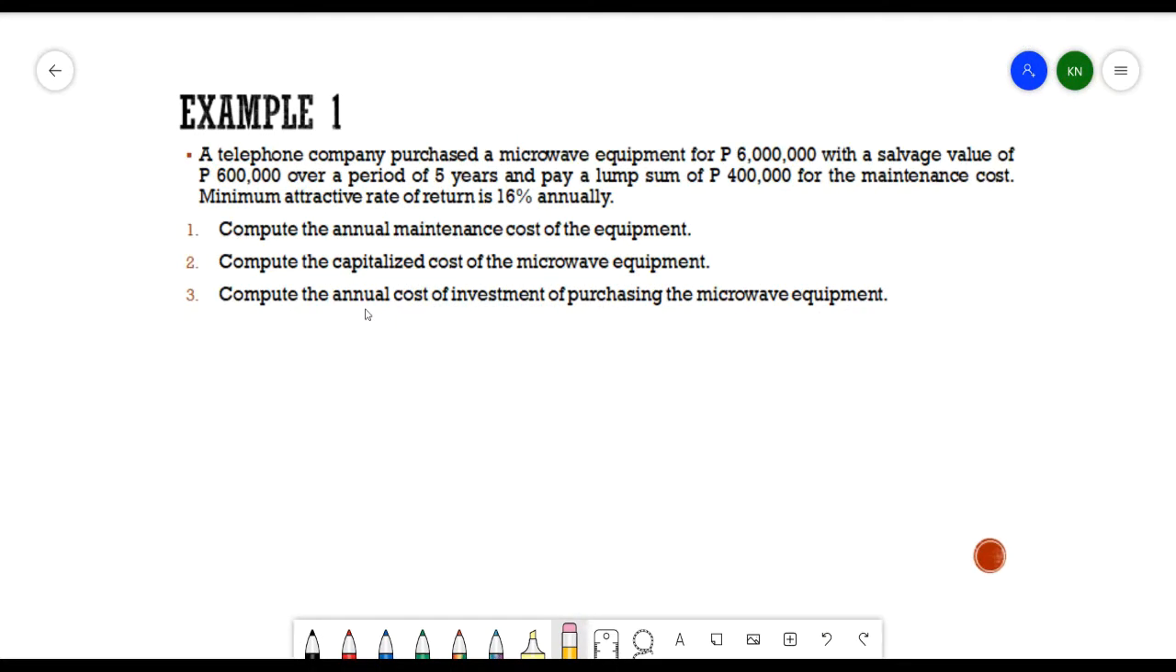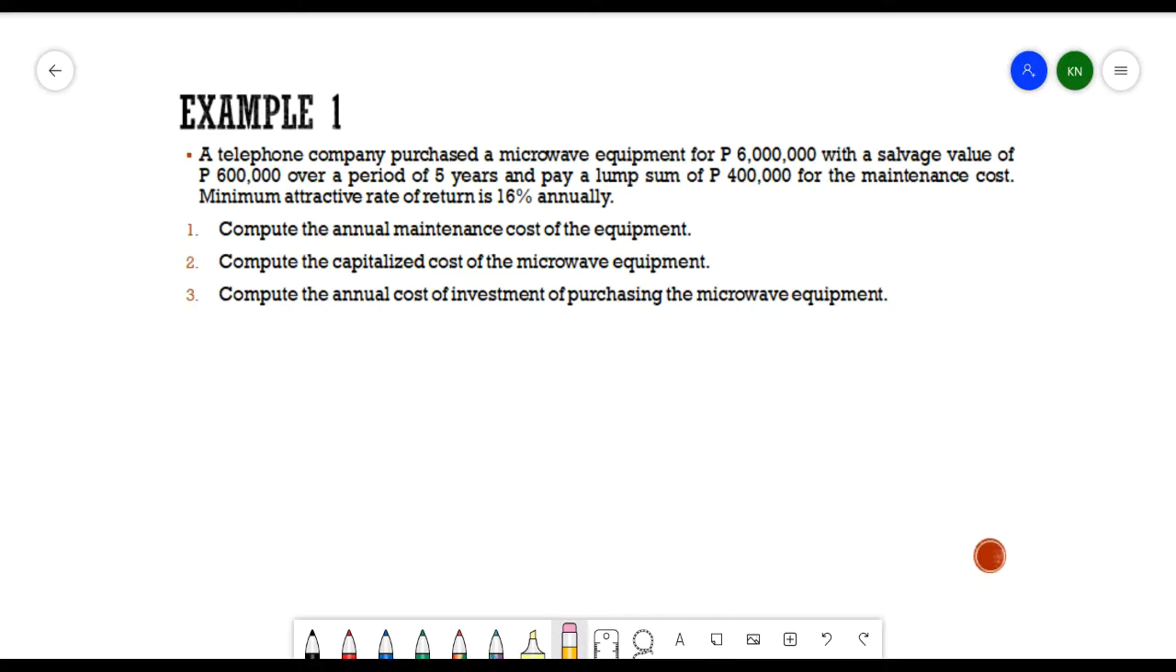A telephone company purchased microwave equipment for 6 million pesos with a salvage value of 600,000 pesos over a period of 5 years, and paid a lump sum of 400,000 pesos for the maintenance cost. The minimum attractive rate of return is 16% annually. First, we need to compute the annual maintenance cost of the equipment. Second, compute the capitalized cost of the microwave equipment. And third, compute the annual cost of investment of purchasing the microwave equipment.